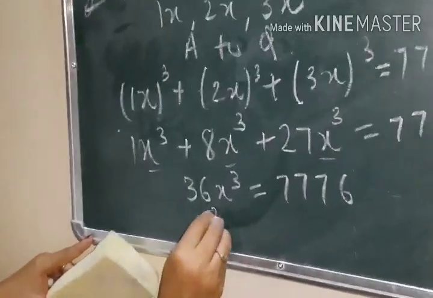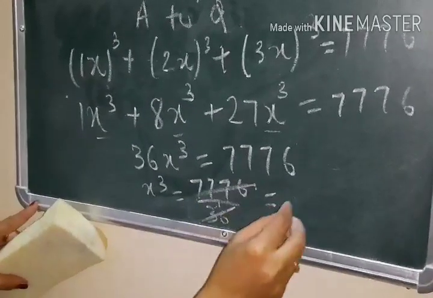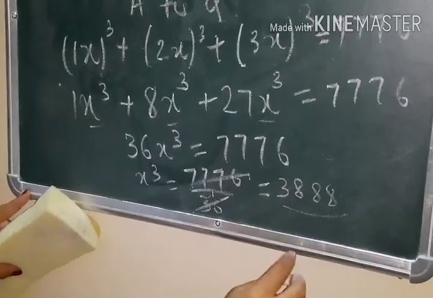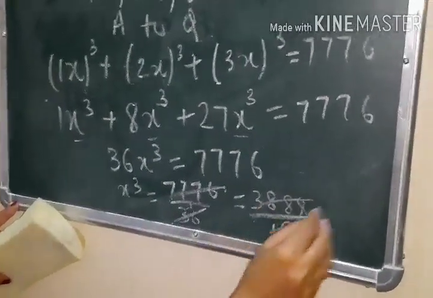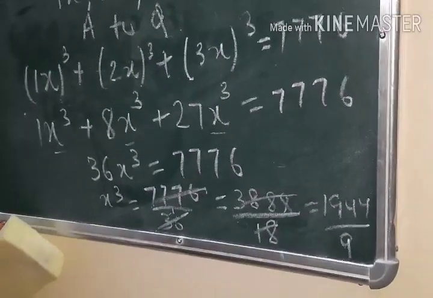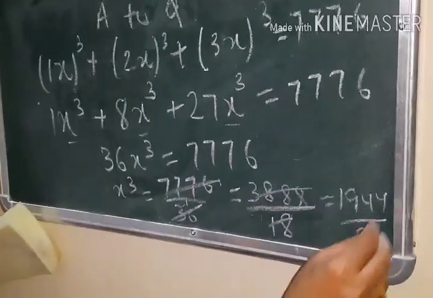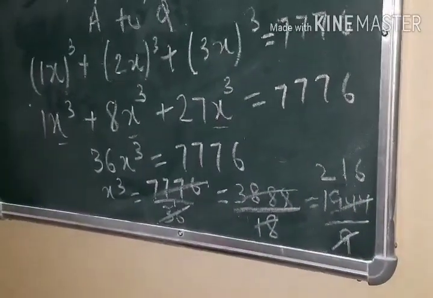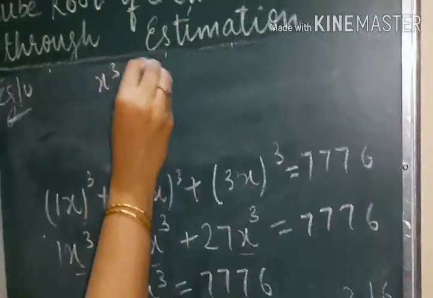Now shift 36 to that side. 7776 upon 36. Do the cuttings. It will be 3, 8, 8, 8 upon 18. Again you can cut 1, 9, 4, 4 upon 9. You cut it by 9. Now 18, you can straight away cut by 9. 9 2s are 18, then 9 1s are 9, 54, 16. So we have got the answer 216. That means we have got x cube is equal to 216.